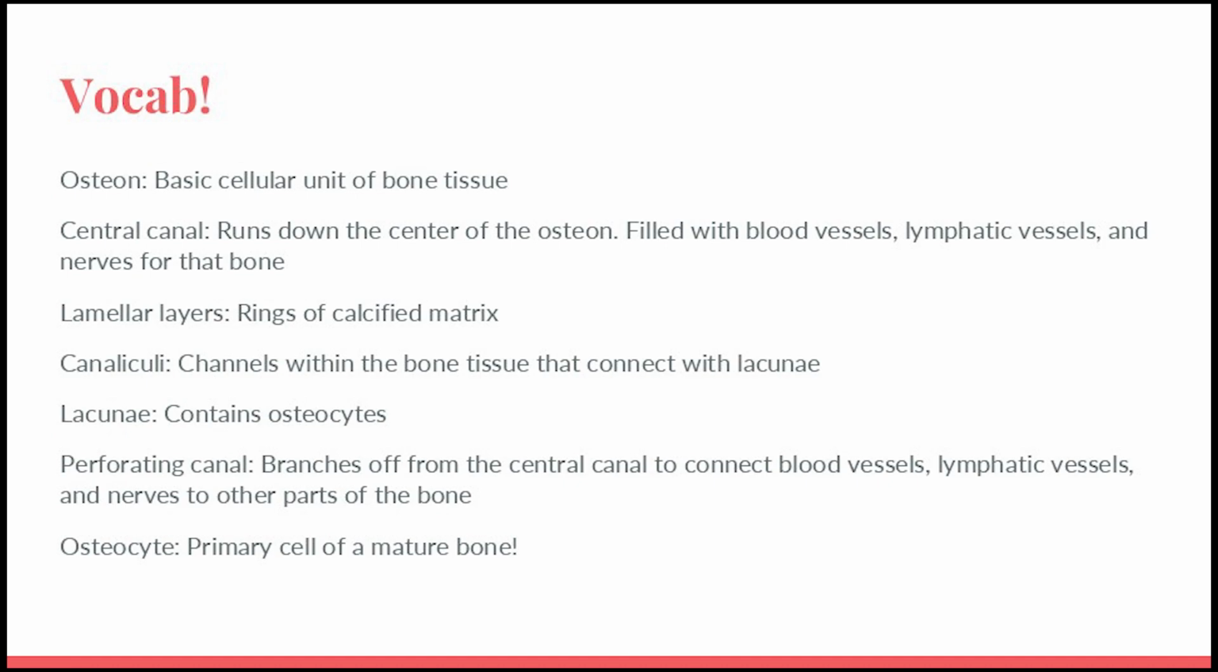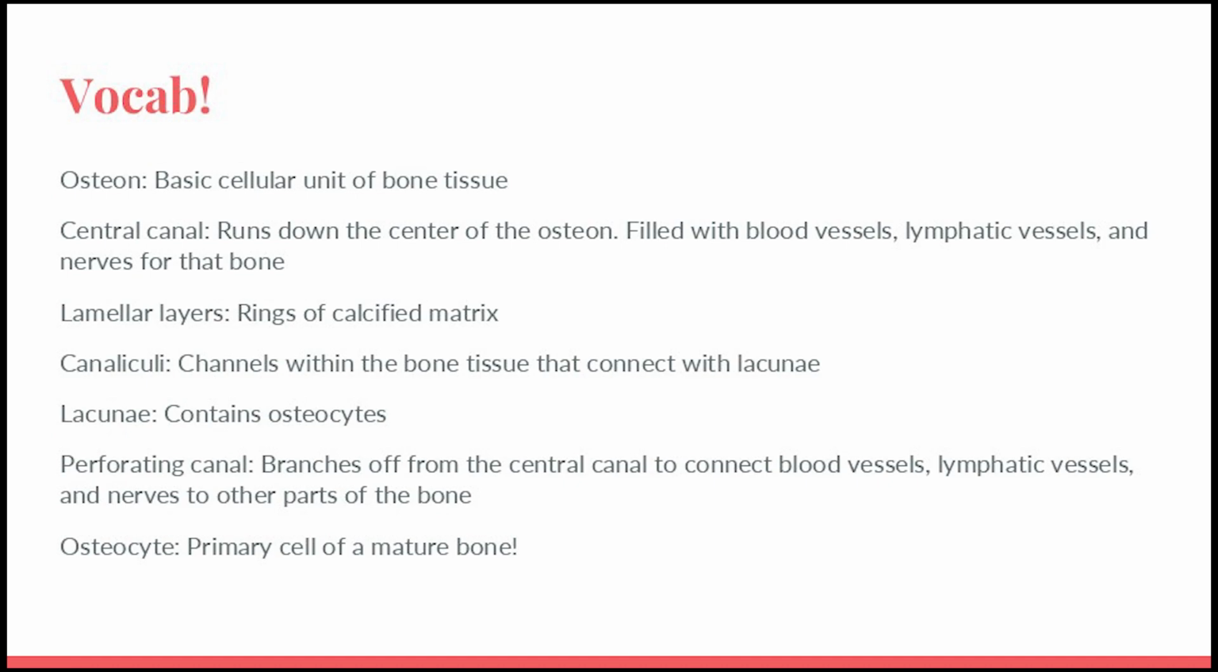So here is some fun vocab. As I just said, an osteon is the basic cellular unit of bone tissue. The central canal runs down the center of the osteon, and it is filled with blood vessels, lymphatic vessels, and nerves for that bone. Since this is obviously part of the human body, it needs to be connected to the rest of the systems to receive things like blood that it needs. So that's where the central canal comes in.